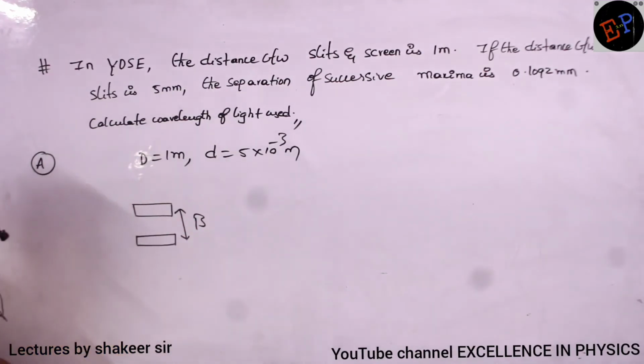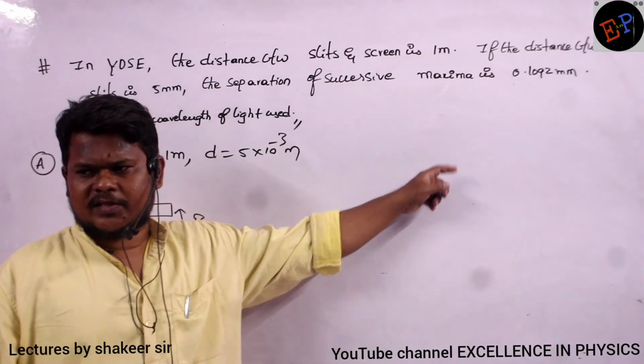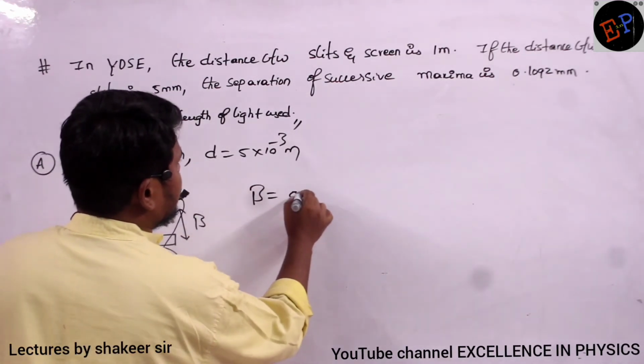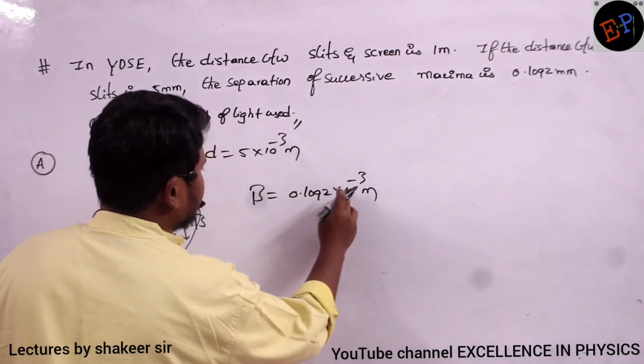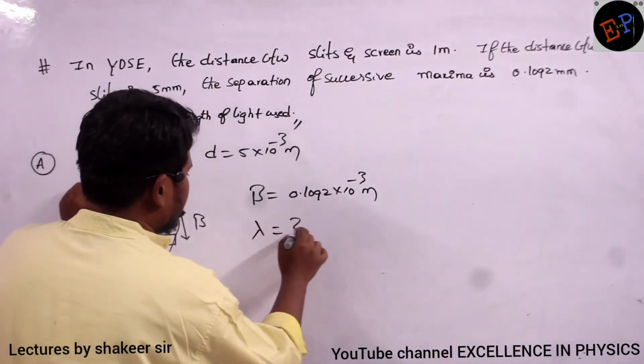This is what we have studied. The distance between two successive maxima is nothing but beta, he is asking. So that beta value is 0.1092 into 10 power minus 3 meter. Then calculate the wavelength of light used. Lambda value we are supposed to calculate.